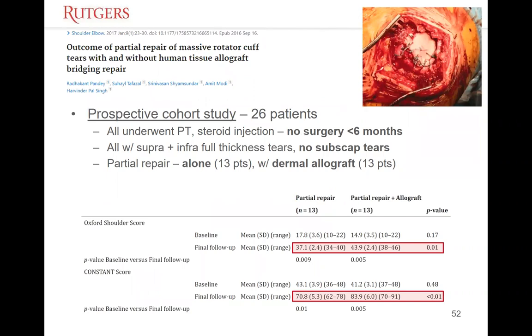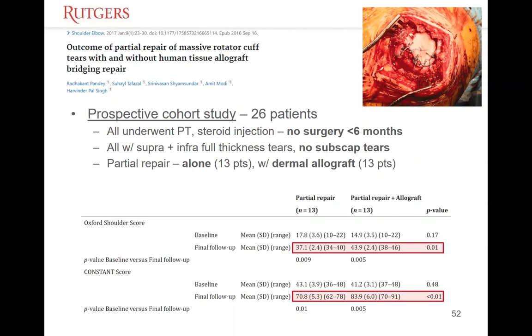A team from the UK prospectively followed 13 patients on whom they performed an isolated partial repair and 13 on whom they performed a partial repair with a dermal allograft. All the patients underwent non-op treatment first and failed. All of them had a confirmed supraspinatus and infraspinatus tear with retraction, and the average gap after the partial repair was 2 centimeters. Everyone received an acromioplasty and was followed for 2 years.